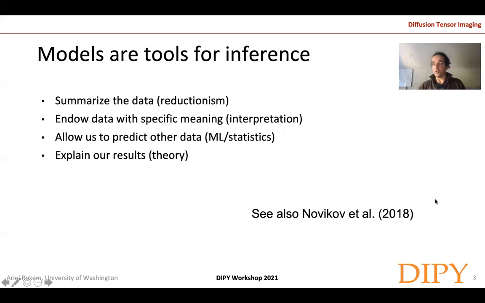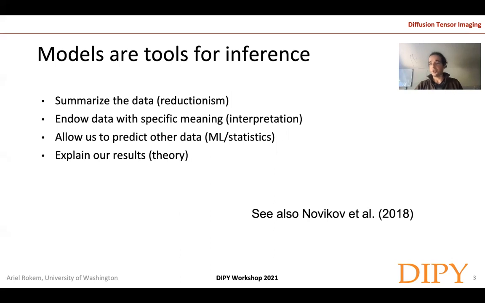So first of all, just in general, what are models for? Models are used in science as tools for inference. We use them to summarize the data, endow the data with specific meaning and interpretation. They allow us to predict other data when we use machine learning or statistical learning techniques by fitting the model to some data and then predicting some held out data or some other data. And then finally, models allow us to explain our results or formulate a theory about our data.